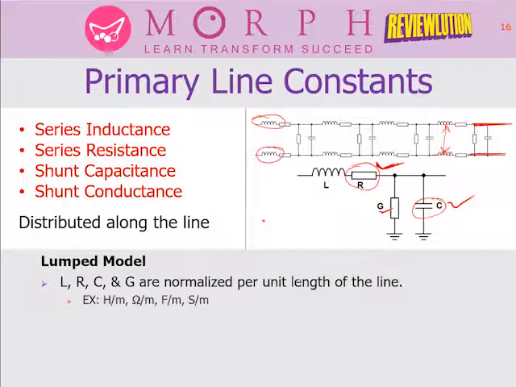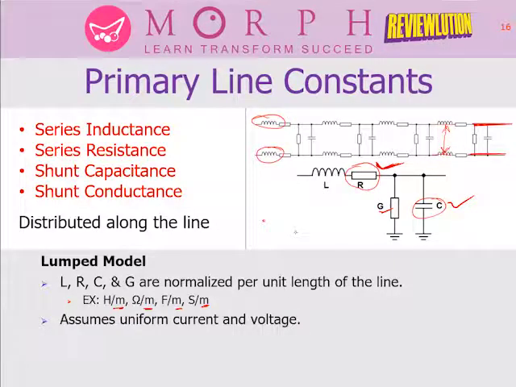Because once it is lumped, you need to be very specific about the primary constants per length. So the lumped model is normally used for specific analysis of the transmission line. And for lumped models, we are assuming that the current in your line and the voltage in your line will be constant and uniform. So it does not change.